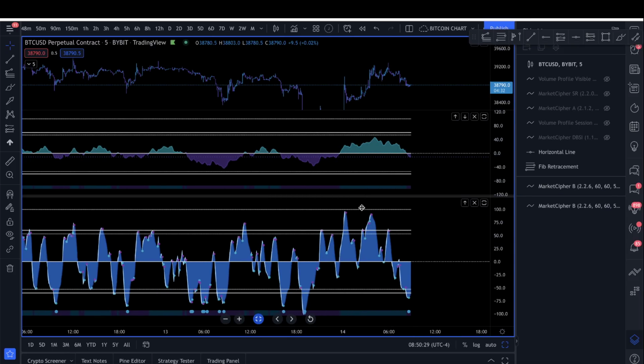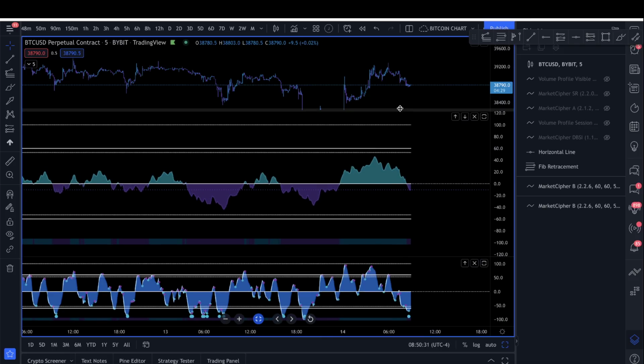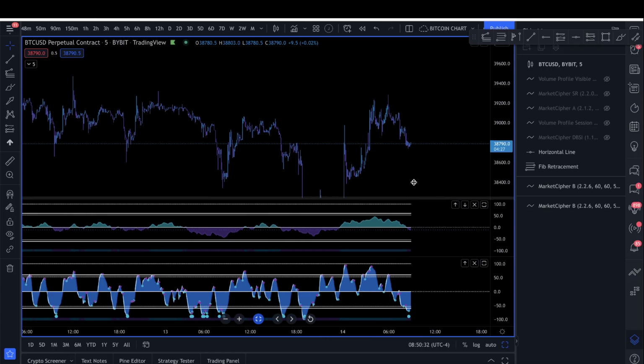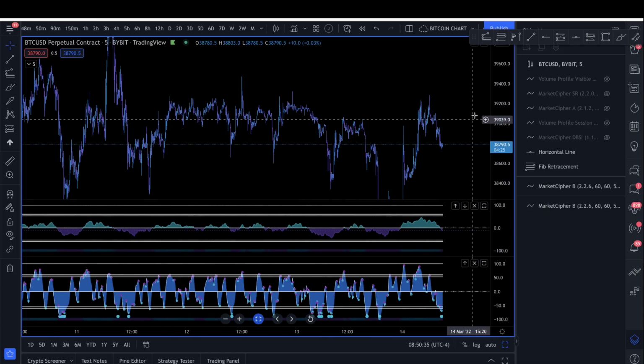So let's go and back test a few of these. But before we back test, I want to talk about where we are going to put our stop loss.